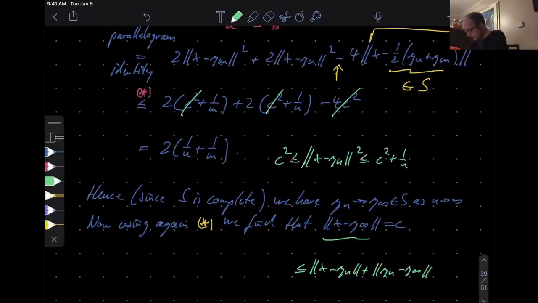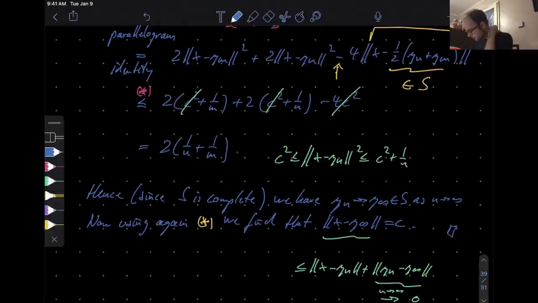Now you have control over the second term because you just showed that this guy here goes to 0. And over the first term you have control by the yellow inequality. It's squeezed in between c on the left and then square root of c squared plus 1 over n on the right. So as n goes to infinity, you will converge to c, and that's why this equality up there is true. This completes the proof.